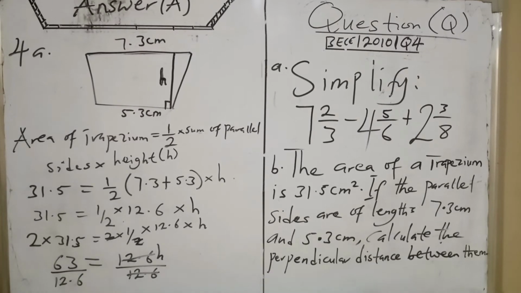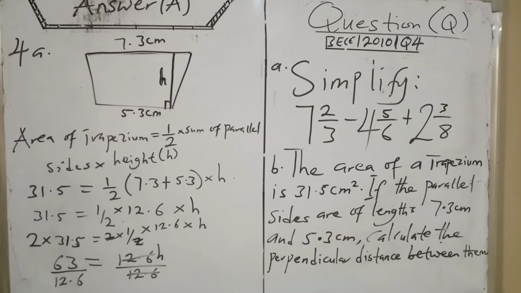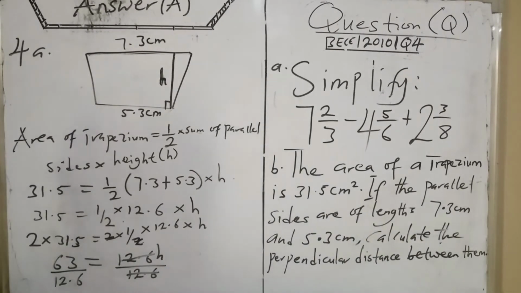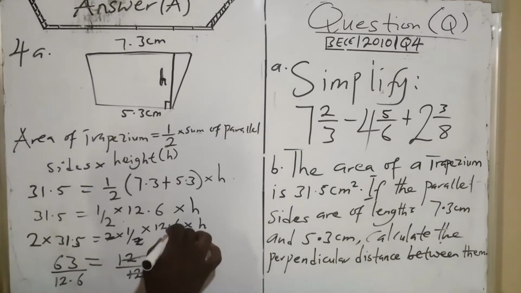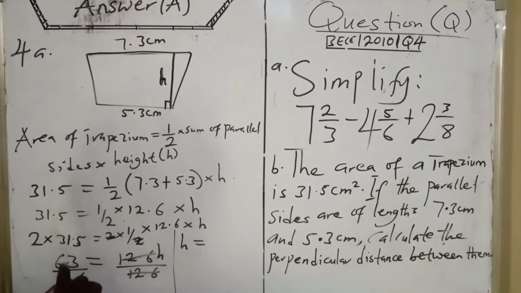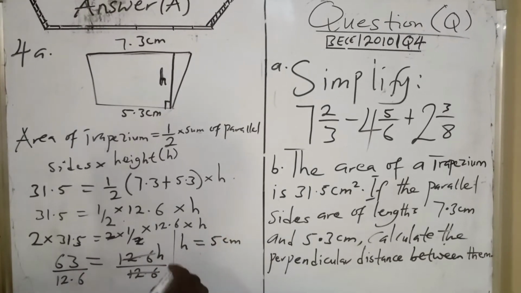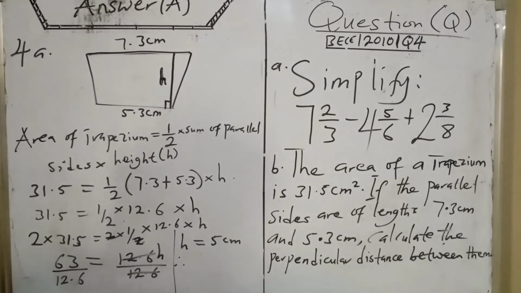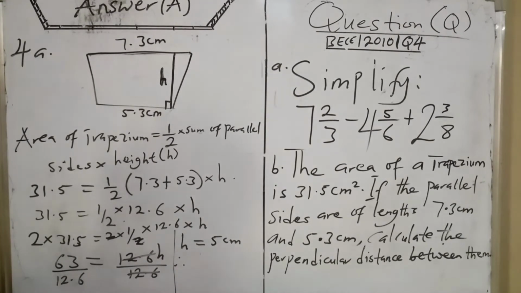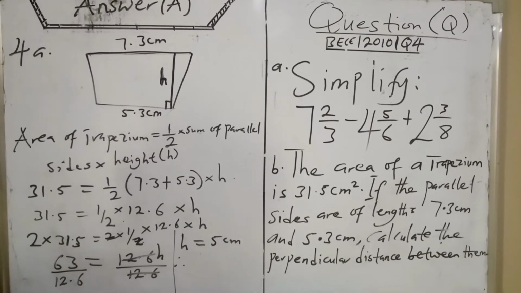So dividing 63 by 12.6 will give us 5 in centimeters. So therefore, h will be equal to 63 divided by 12.6. That will be 5 in centimeters. So therefore, the distance between the two perpendicular lines will be what? 5 centimeters.